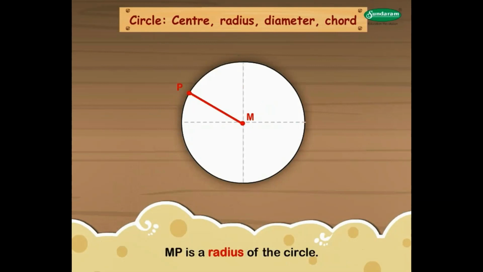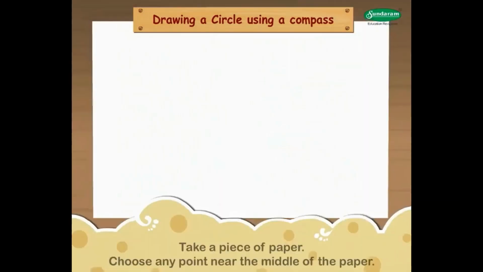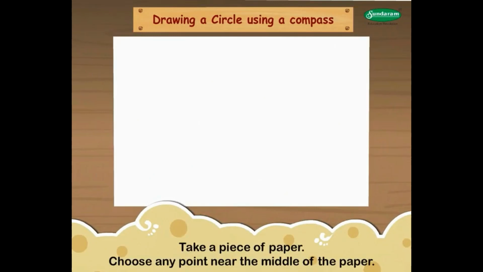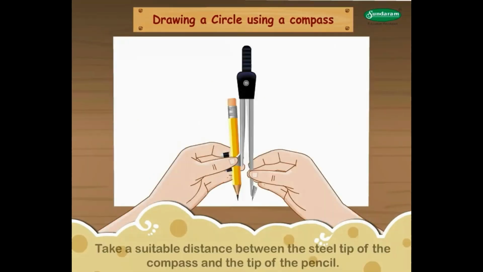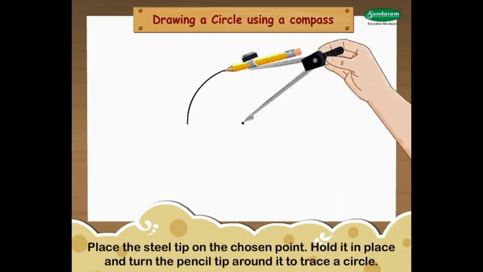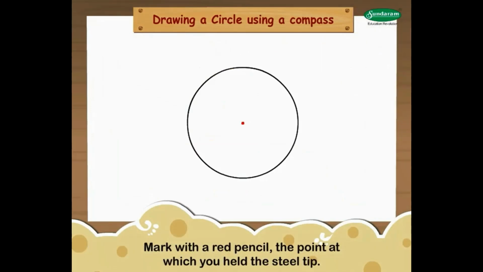Drawing a circle using a compass. Take a piece of paper. Choose any point near the middle of the paper. Take a suitable distance between the steel tip of the compass and the tip of the pencil. Place the steel tip on the chosen point. Hold it in place and turn the pencil tip around it to trace a circle. Mark with a red pencil the point at which you held the steel tip.